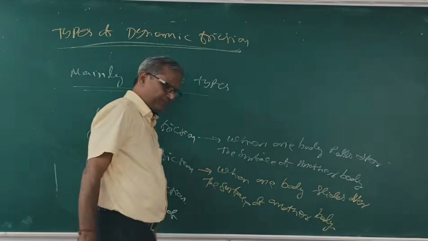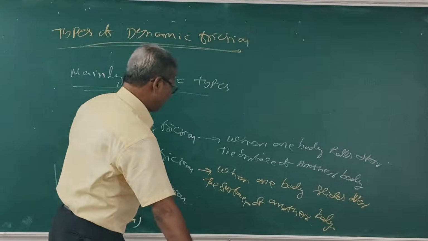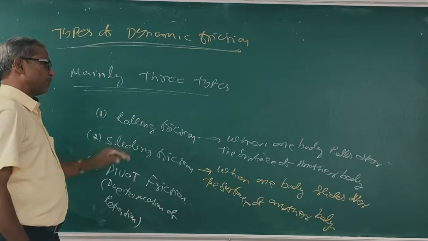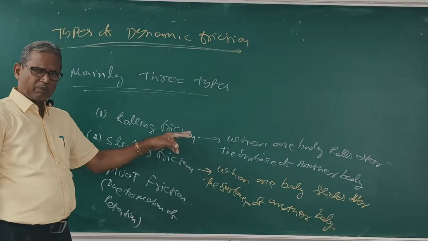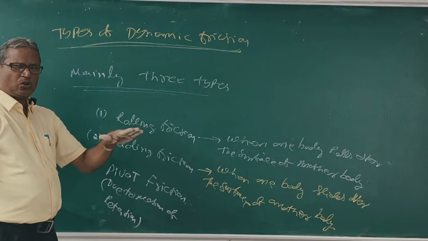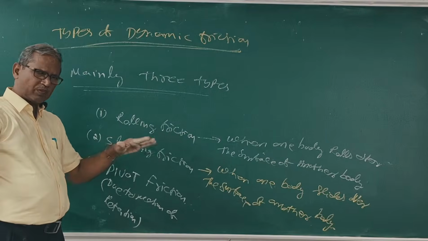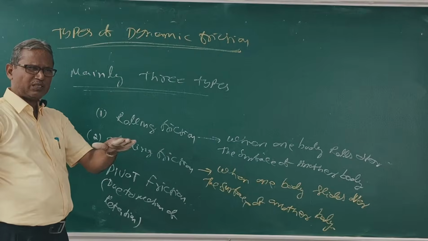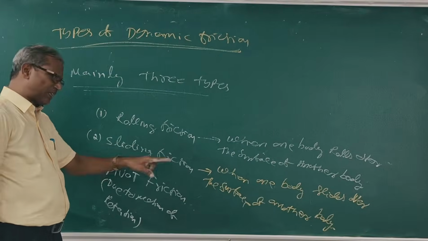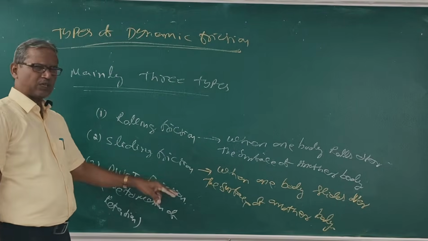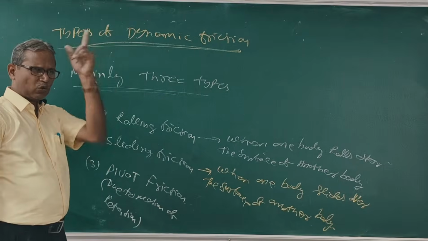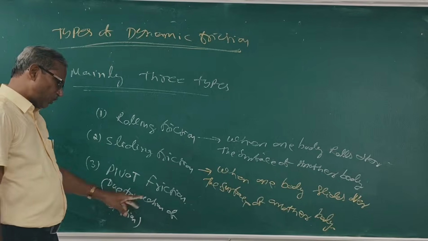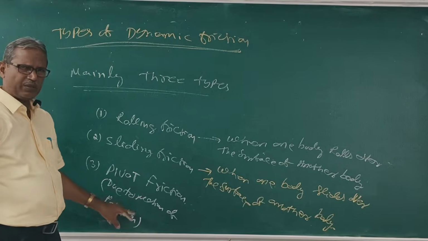Clear? These are the types of dynamic friction. Rolling friction: when one body rolls over the surface of another body, it is called rolling friction. Sliding friction: when one body slides over the surface of another body, it is called sliding friction. Pivot friction: pivot, rotational motion. This is rotational motion, and this is called pivot friction.